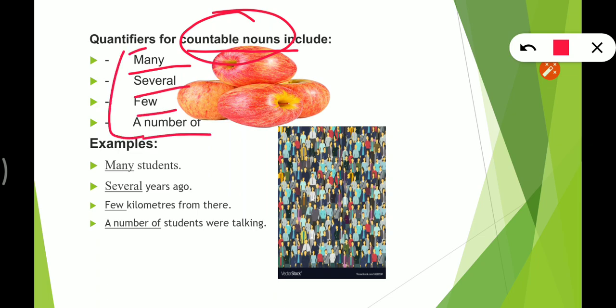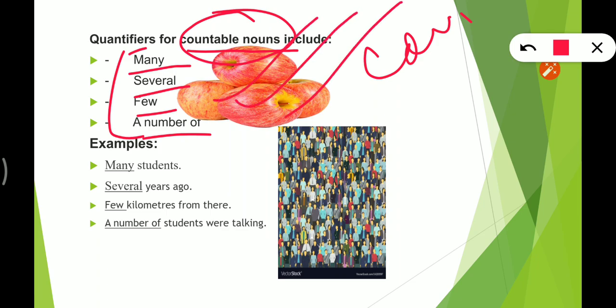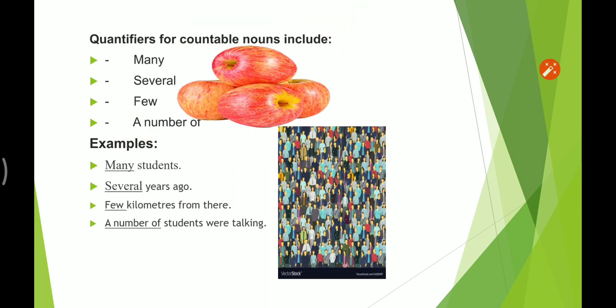Okay, these four are used for countable nouns, right? For example, you can say I have many apples, I have several apples, I have few apples, or I have a number of apples. Same way, many people, several people, few people, a number of people, right? I hope it is clear. Let's move to the next one.